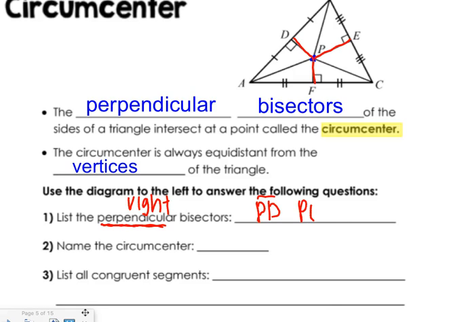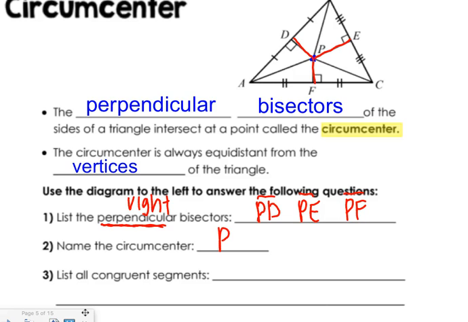DP, PE, and PF. What's our circumcenter? P. Oh my gosh. Then it says list all the congruent segments. There's a lot going on here. That's a couple. So let's just start with A, and we'll just work our way around the triangle.